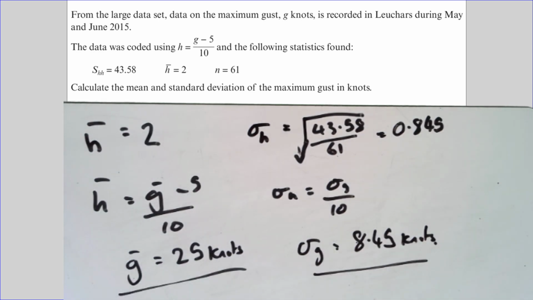So this was literally just a case of, can we use the formula in the book, the one that's got SXX in it, or in this case SHH, and the information given in the question to work out data for H, and then can we use coding as an idea to try and get this back into mean and standard deviation for the gust, which in this case was the letter G.